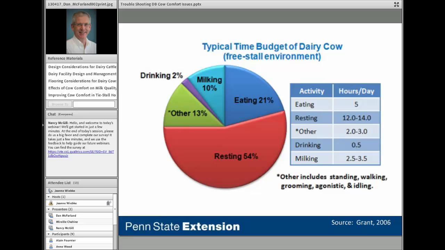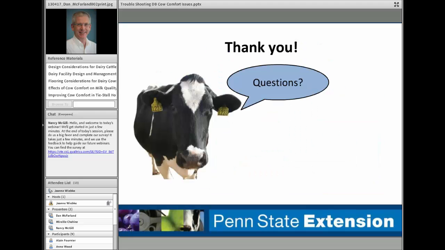Okay, troubleshooting design-based, facility-related things is very important. I think it's important to realize that the cow is spending 75% of her day either eating or resting. And so the things that affect that time are going to affect her comfort and well-being. With that, at the end of this presentation, I'll be willing to entertain any questions you may have at this time. Thank you very much.